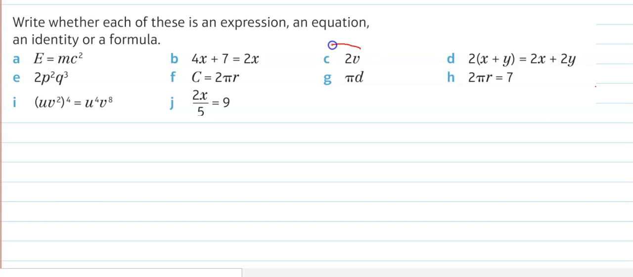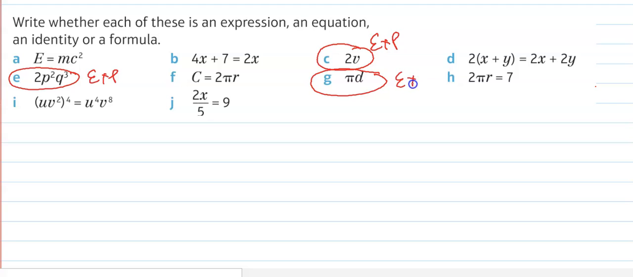C can be an expression, yes. So I can write down EXP for expression. E can be an expression. So EXP stands for expression. G is pi D, then it is also an expression. Apart from this, there is an equal sign in D and H. There is an equal sign in B, F and J, and there is an equal sign in A and I. So they can be a formula, an equation, or an identity.